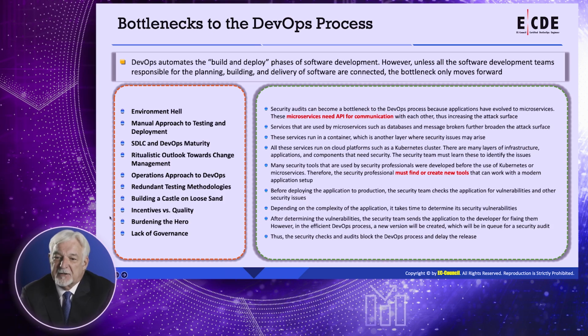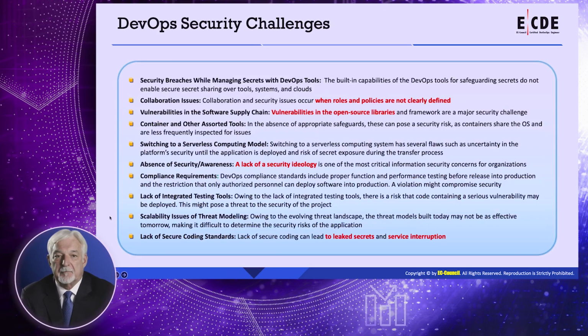Thus, the security checks and audits block the DevOps process and delay the release. And this is why we're here today, within this course: what do we do about this? These issues with security are creating one of the bottlenecks as things move forward. The whole idea of DevOps is to remove bottlenecks. We want to make sure that security doesn't become another bottleneck in the whole DevOps process.